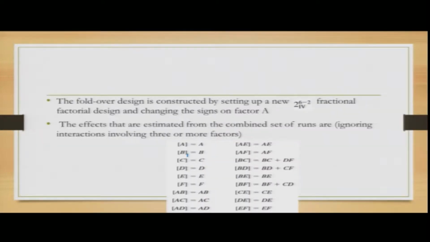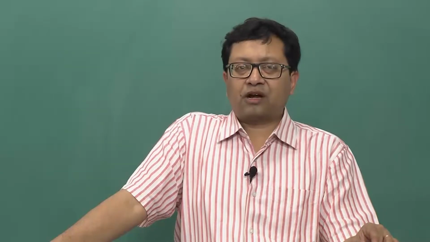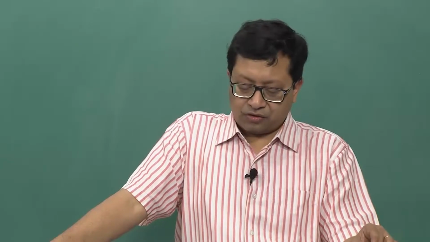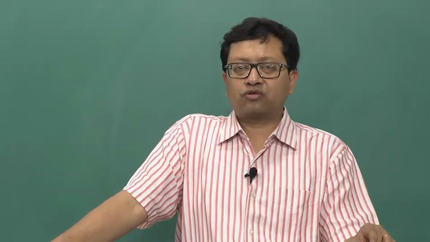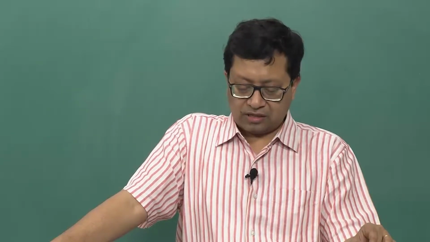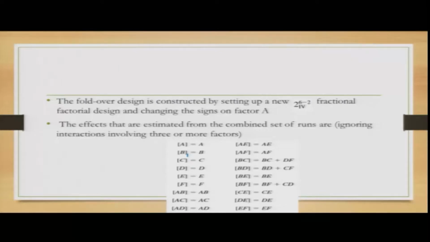The fold over design is constructed by setting up a new model. Initially we had considered 2 to the power 6 minus 2 and the design was of third level, but now we are considering the fourth level. So, the fractional factorial design is considered of 2 to the power 6 minus 2 and for the fourth design, by changing the sign of the factor A, we basically achieve that.